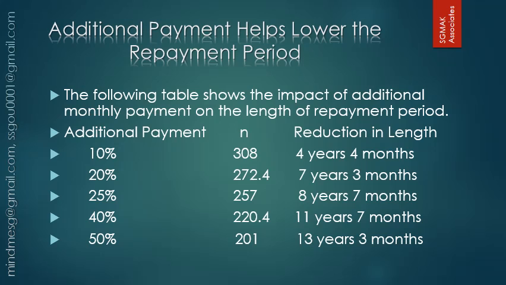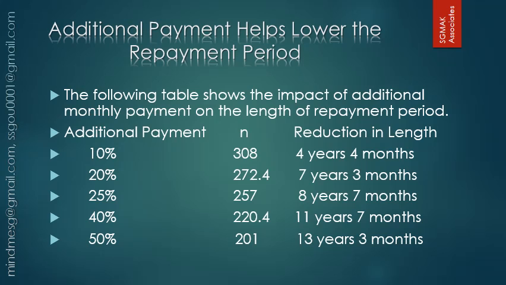Now you can use the same table to compute for different additional payments what's the impact, and here's a table that shows that we are solving the same equation for n for different amounts of monthly annuity payment.